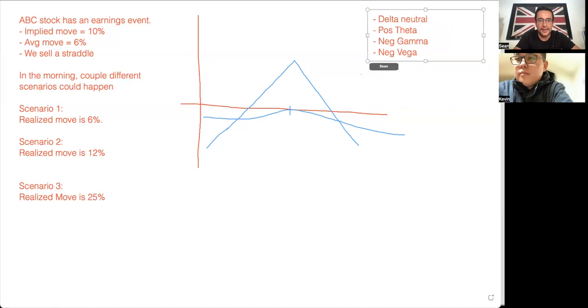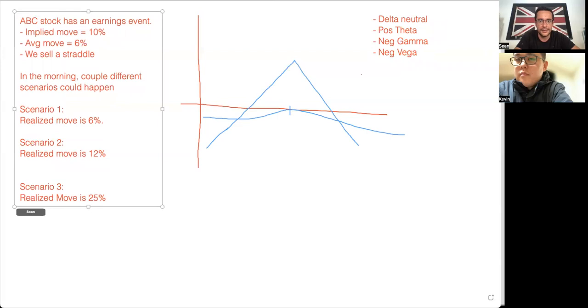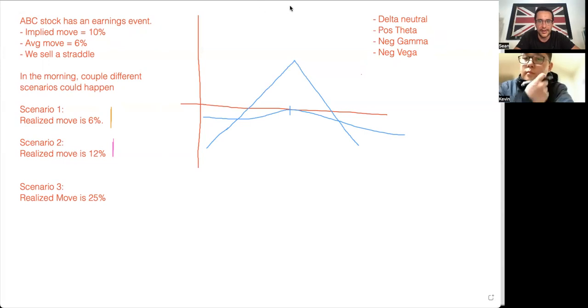So let's assign a color to each scenario. Scenario one is orange, scenario two is pink, and scenario three is green. For the sake of the analysis, we'll assume it's all up moves, just so that we can draw on this graph with ease. So scenario one is orange. We get a 6% move, so the stock moves from this blue line here to maybe right here.